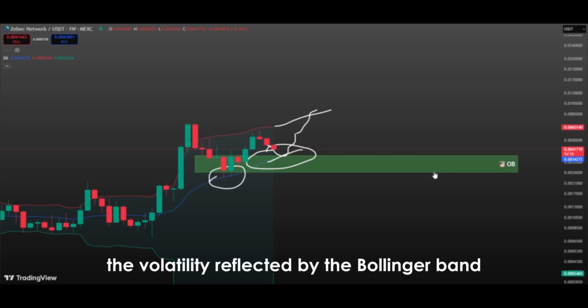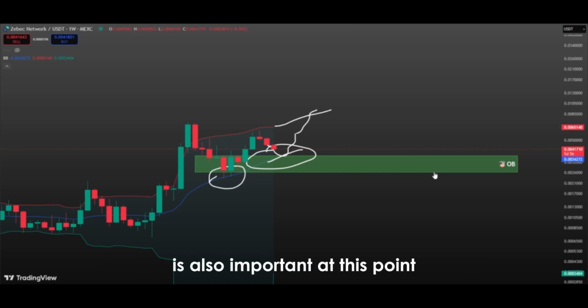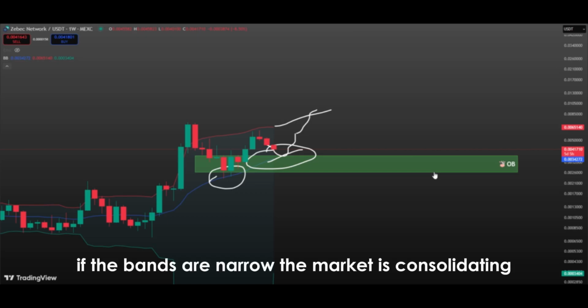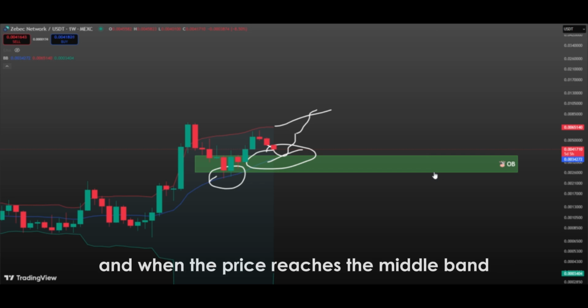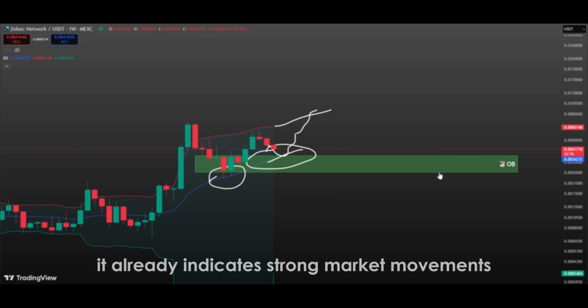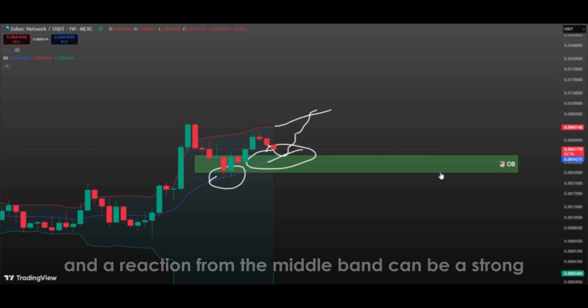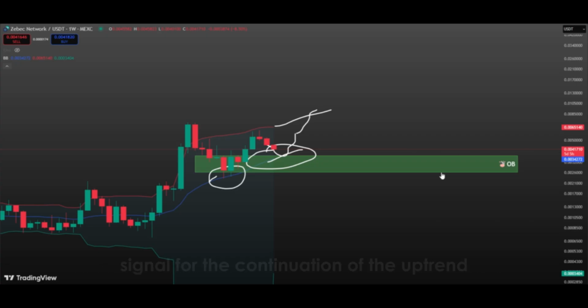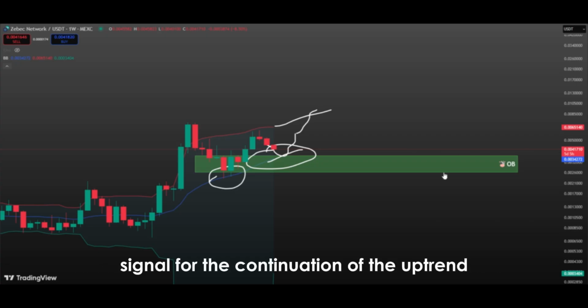The volatility reflected by the Bollinger Band is also important at this point. If the bands are narrow, the market is consolidating, and when the price reaches the middle band, the probability of a sharp upward breakout increases. If the bands are wide, it already indicates strong market movements, and a reaction from the middle band can be a strong signal for the continuation of the uptrend.